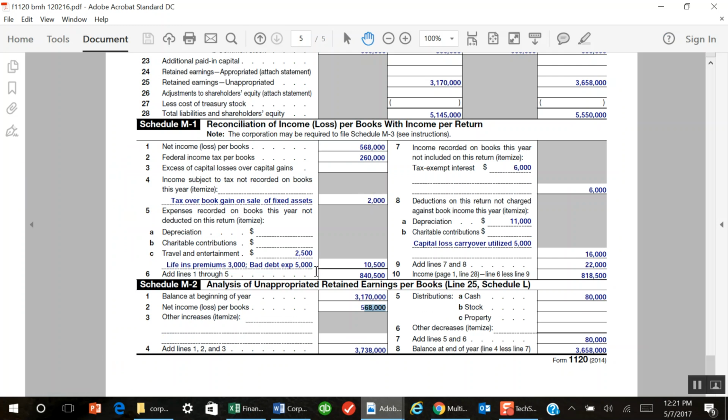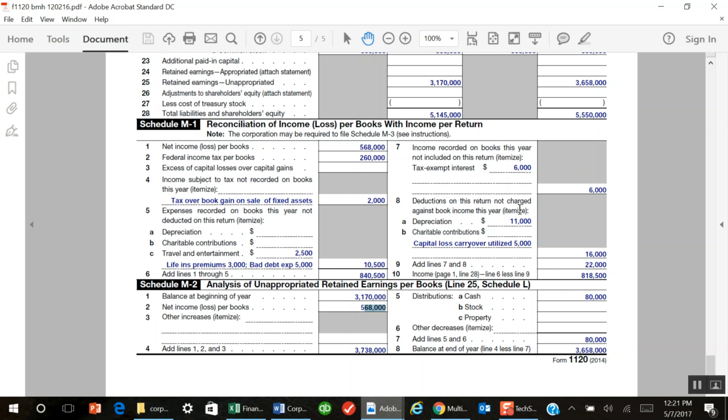The $2,000 goes here. The $2,500 of non-deductible meals and entertainment goes on 5C. And also on 5C, in the write-in line, go your 2 other add-backs to income for non-deductible expenses. Expenses recorded on books, not deducted on this return. Well, you had $3,000 worth of life insurance premiums that were non-deductible, plus you had $5,000 worth of bad debt expense, which was non-deductible. So in total, the 2,500 plus the 3,000 plus the 5,000 equals 10,500.